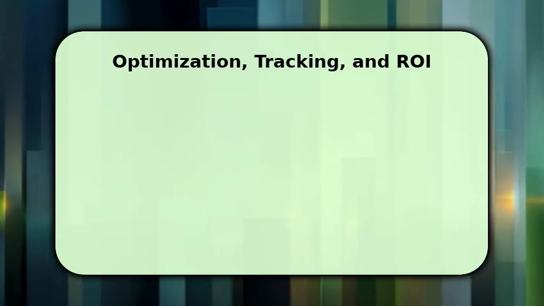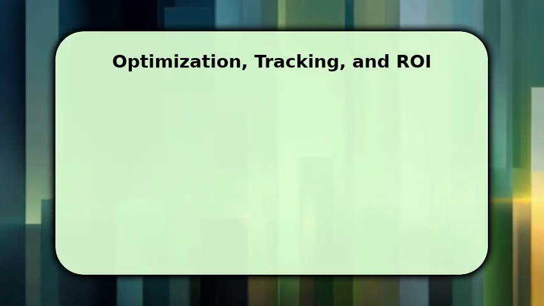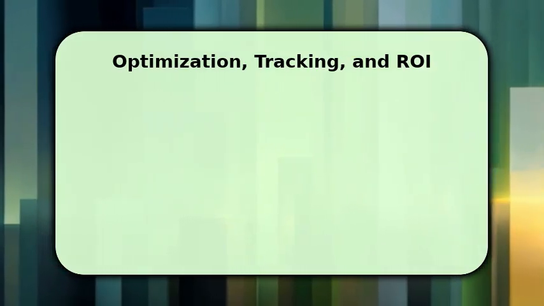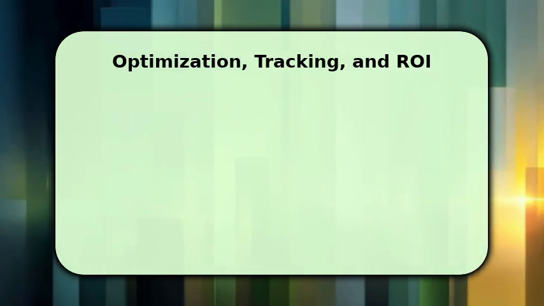Test ad copy and landing pages with A/B experiments to improve conversion rate by 10% or more. Adjust bids, pause low performers, and scale budgets on campaigns that meet CPA.